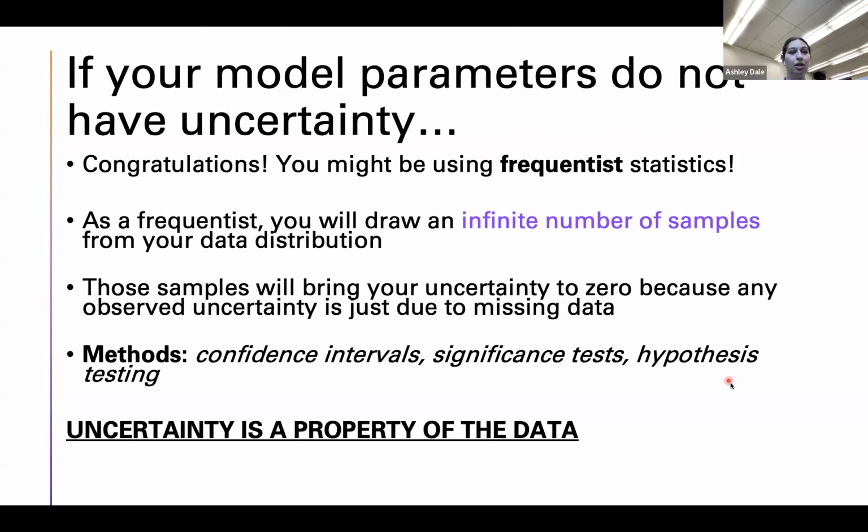So if your model parameters do not have uncertainty, if you are absolutely confident in the number that you have plugged into your system, you might be using frequentist statistics. All right. And there's a lot of work that comes in this paradigm, but the idea is that the reason you have zero uncertainty in your model parameters is that you have an infinite number of samples, right? And so your data distribution, you can keep sampling from it to drive down that uncertainty. And that gives you methods like confidence intervals, significance testing, hypothesis testing, but ultimately the uncertainty is a property of the data. All right.